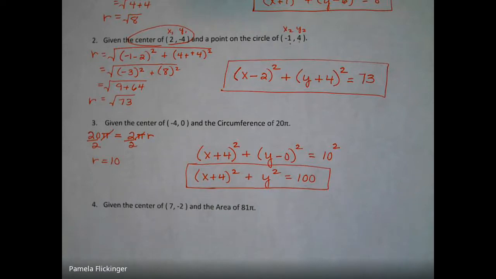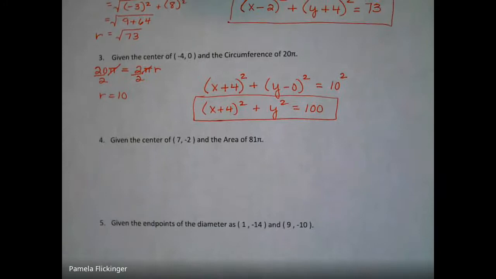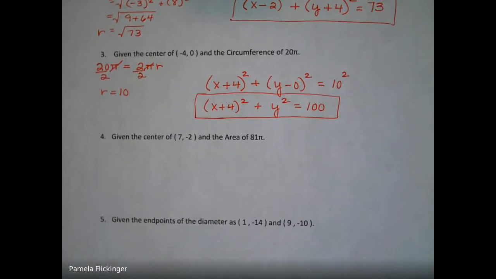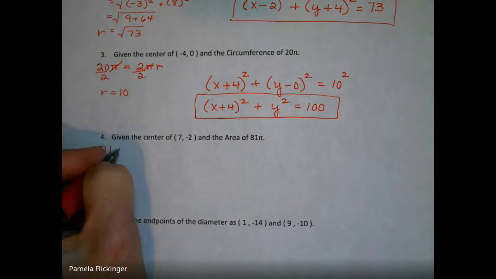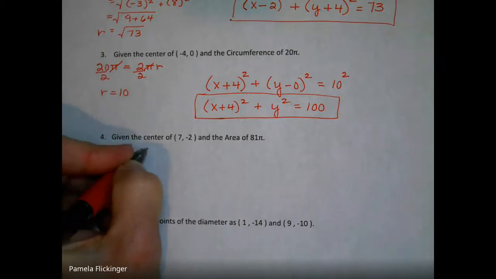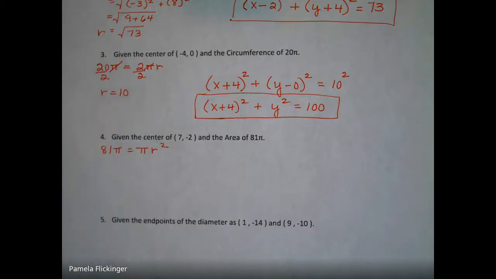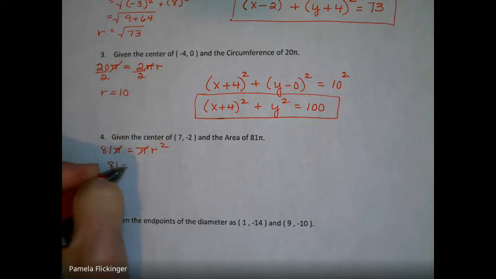Number 4 is very similar, but this time they give us the area instead of the circumference. So let's use the area formula. So area, which is 81 pi, is going to be pi r squared. Okay, again, we still need r. So notice the pi's will cancel when we try to divide those out. So 81 equals r squared, and then we'll take the square root. So r is 9.